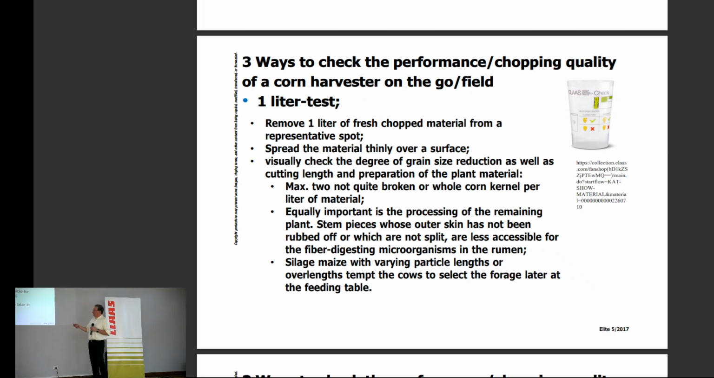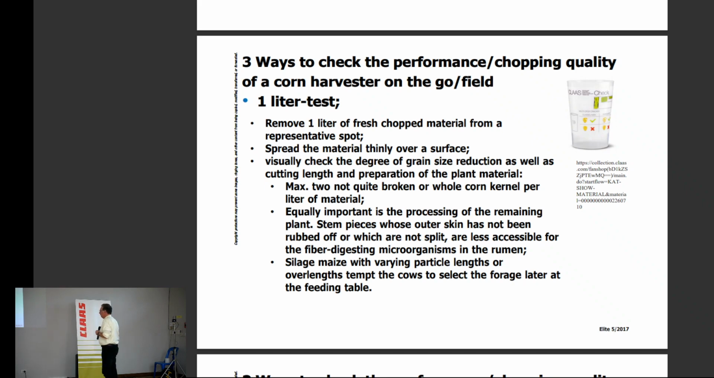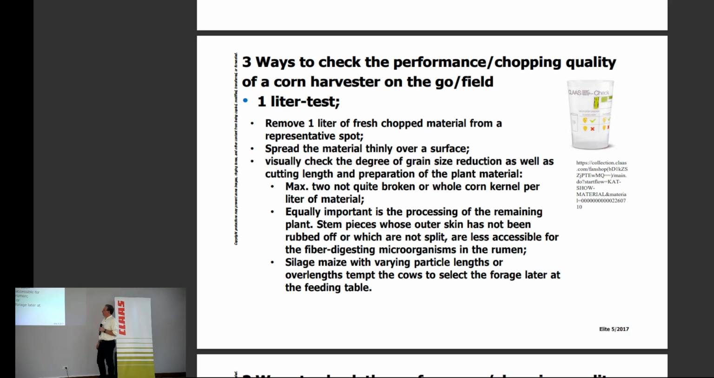And then for the rest, you have to see, is it processed equally? Are there stem pieces where the outer skin is not rubbed off? Yes or no? Are there pieces which are not split? The more pieces there are which are not split, where the outer surface is not rubbed up, the more difficult the ensiling process is. And so that's quite important.